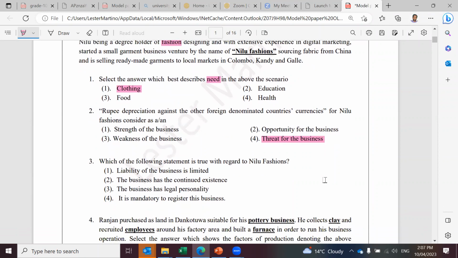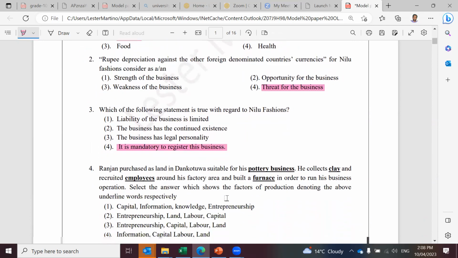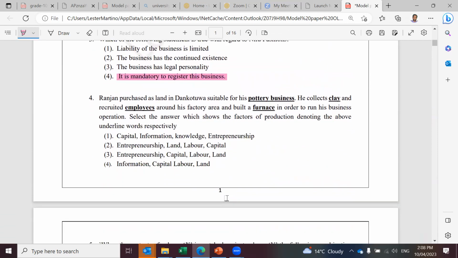Which of the following statements is true with regard to Nilu Fashions? Liability of the business is limited. Wrong. The business has continued existence. Wrong. The business has legal personality. Wrong. The answer is the last one. You need to register the business. Why? Because the name of the business is not from the full name of the owner. This is a good question. Fourth one.